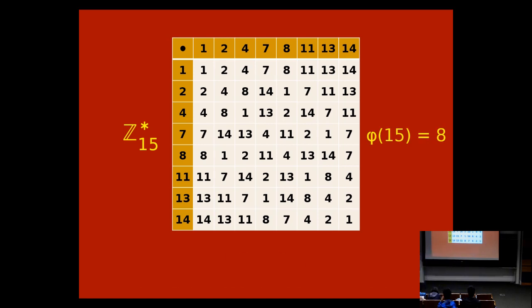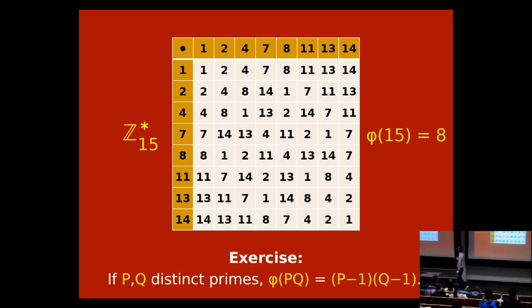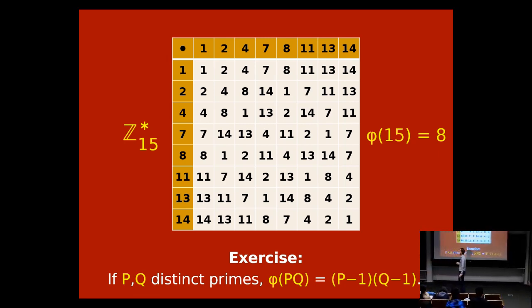So 5 times 15 is 8... And here's a little exercise for you. It's pretty easy, but you should try it, especially in preparation for the next lecture. If p and q are distinct primes, then phi of pq is p minus 1 times q minus 1. It's like saying if you look at all the numbers up to p times q, the number that have GCD 1 with pq is p minus 1 times q minus 1. You can see it worked out here, right? 15 is 3 times 5, so this would be 2 times 4, which is 8. Okay, try it. It's not too hard.